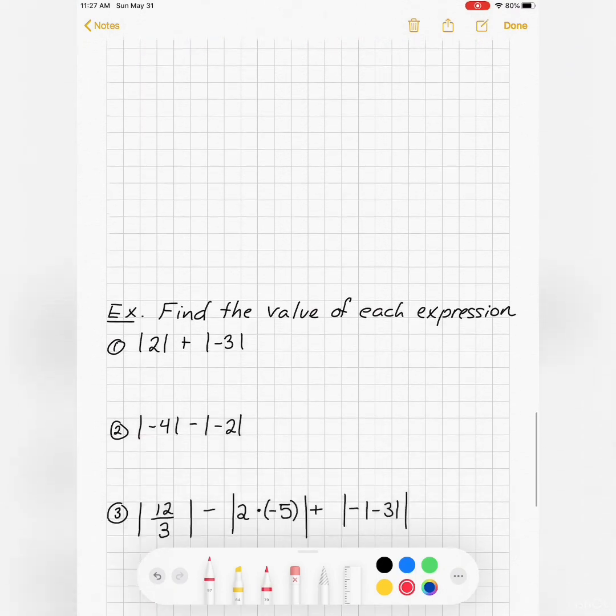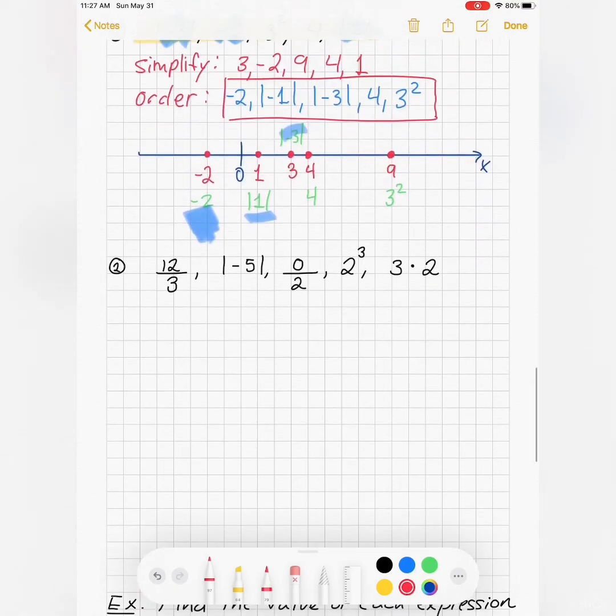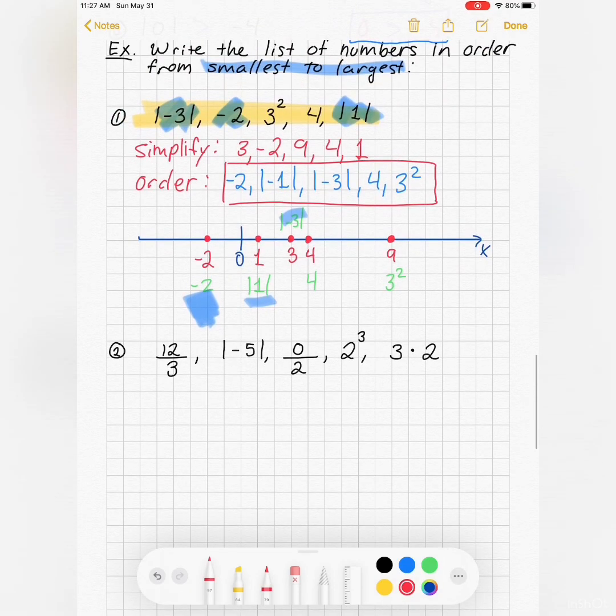Okay, let's do one more like that. Write the list of numbers in order from smallest to largest. I'm going to do the same thing: first I'm going to simplify. But this time I'm going to write the simplified versions below each number. Let me see, 12 divided by 3, that's 4. Absolute value of negative 5 is 5.